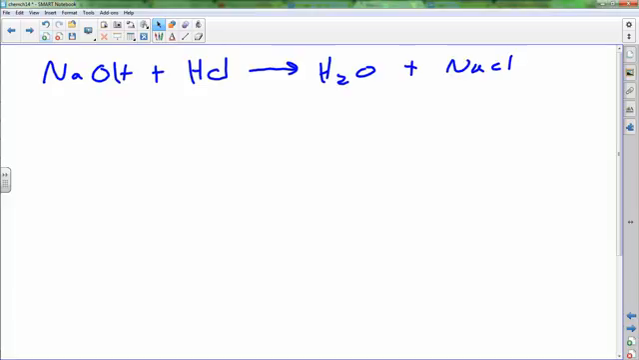When you put those two things together, if they react, you get out water and salt, and if you evaporated the water off, it would be no different than the salt that you put on your food.